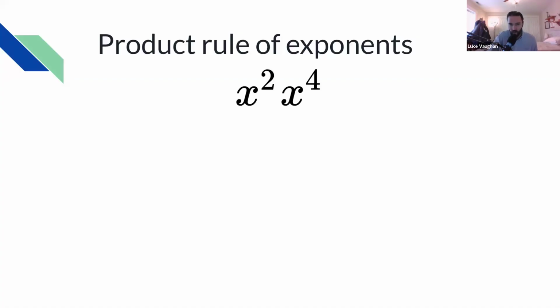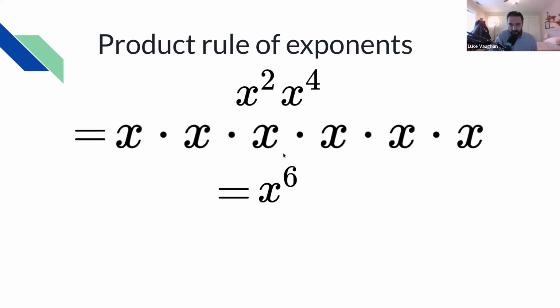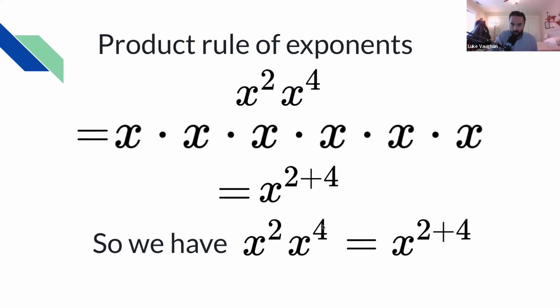Suppose I have an expression x squared times x to the fourth. We can expand this out to look like this. In red, I have x times x, that's x squared, and then in blue, I have x being multiplied by itself 4 times. This whole thing collapses down just to x to the sixth. X is being multiplied by itself 6 times. So I have x to the sixth, but notice that 6 is the sum of 2 and 4. So we have x squared times x to the fourth equals x to the 2 plus 4.